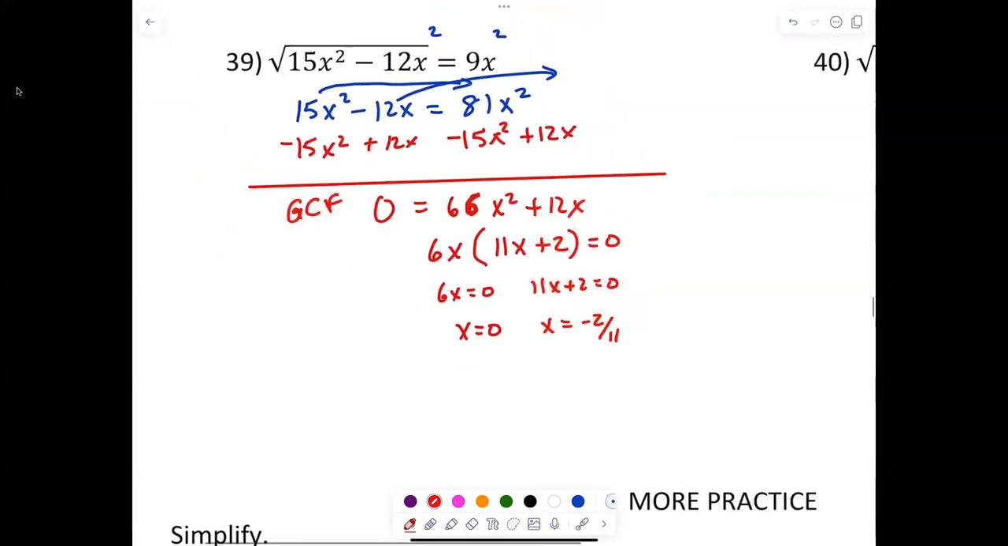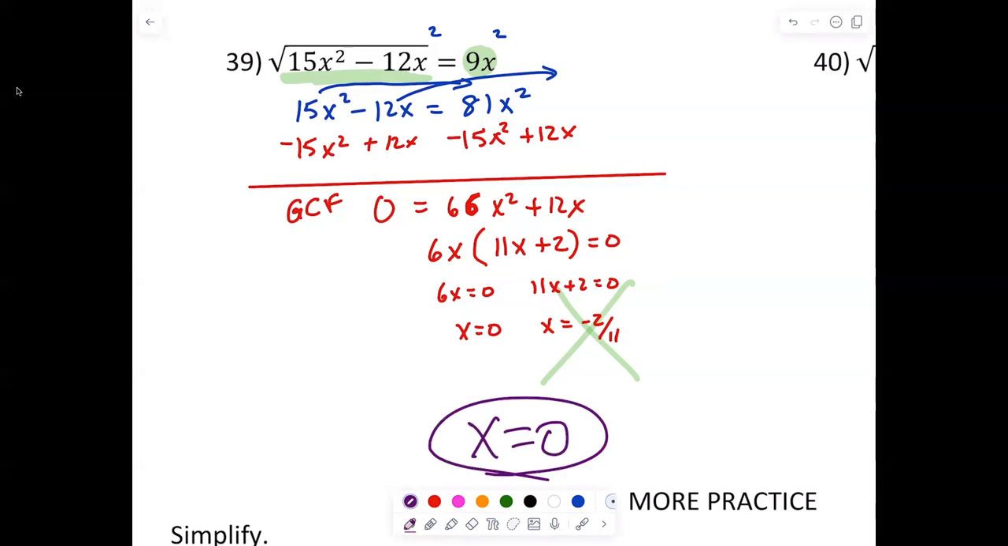However, I notice up here that it's equal to an x. Can x be negative? No, because your square root cannot be equal to a negative. So the negative 2/11 is your extraneous solution. Your only answer is x equals 0. That is your only answer.